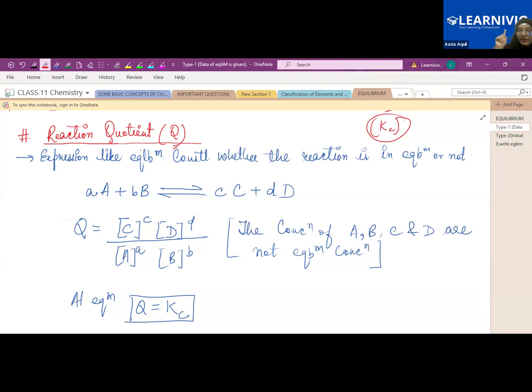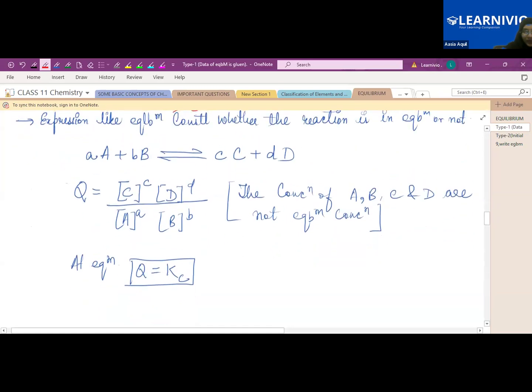But for the equilibrium constant, Kc, always remember the equilibrium should be maintained. We use Kc only for an equilibrium reaction. But for the reaction quotient, whether the reaction is in equilibrium or not, we can use the term reaction quotient for that reaction. So that is the difference between the reaction quotient and the equilibrium constant. Is this clear? What is the difference between these two?